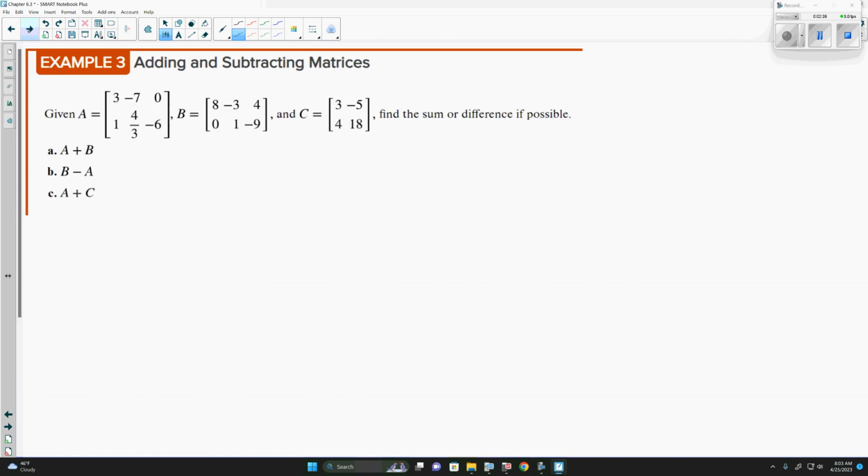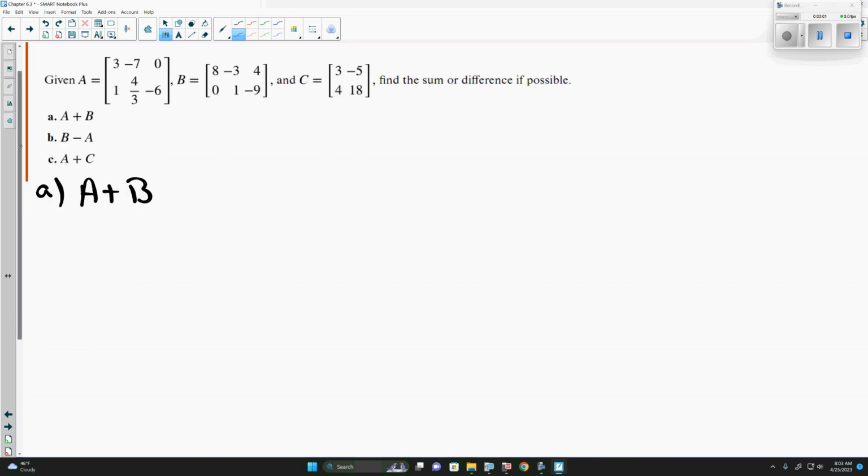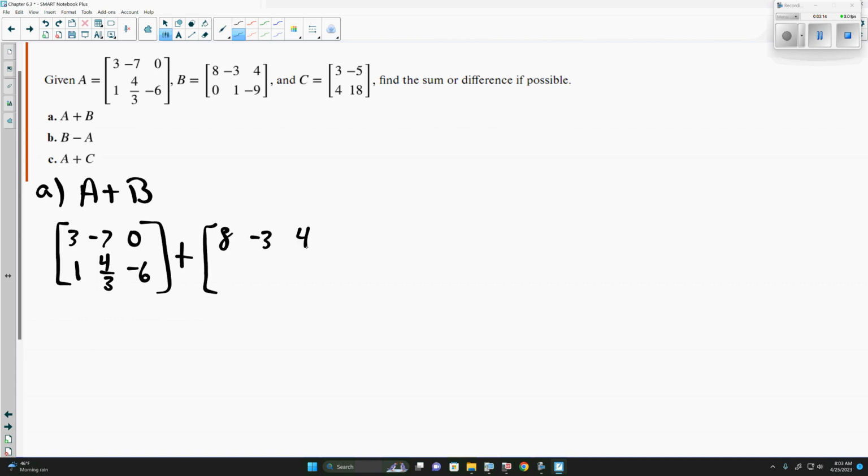Now the first thing we're going to do is find addition or sum or difference, addition, subtraction. Now to be able to add or subtract 2 matrices, they have to have the same dimensions. So if we look at part A plus B, we're saying that we're taking matrix A, 3, negative 7, 0, 1, 4/3, negative 6, and adding to it matrix B, 8, negative 3, 4, 0, 1, negative 9.